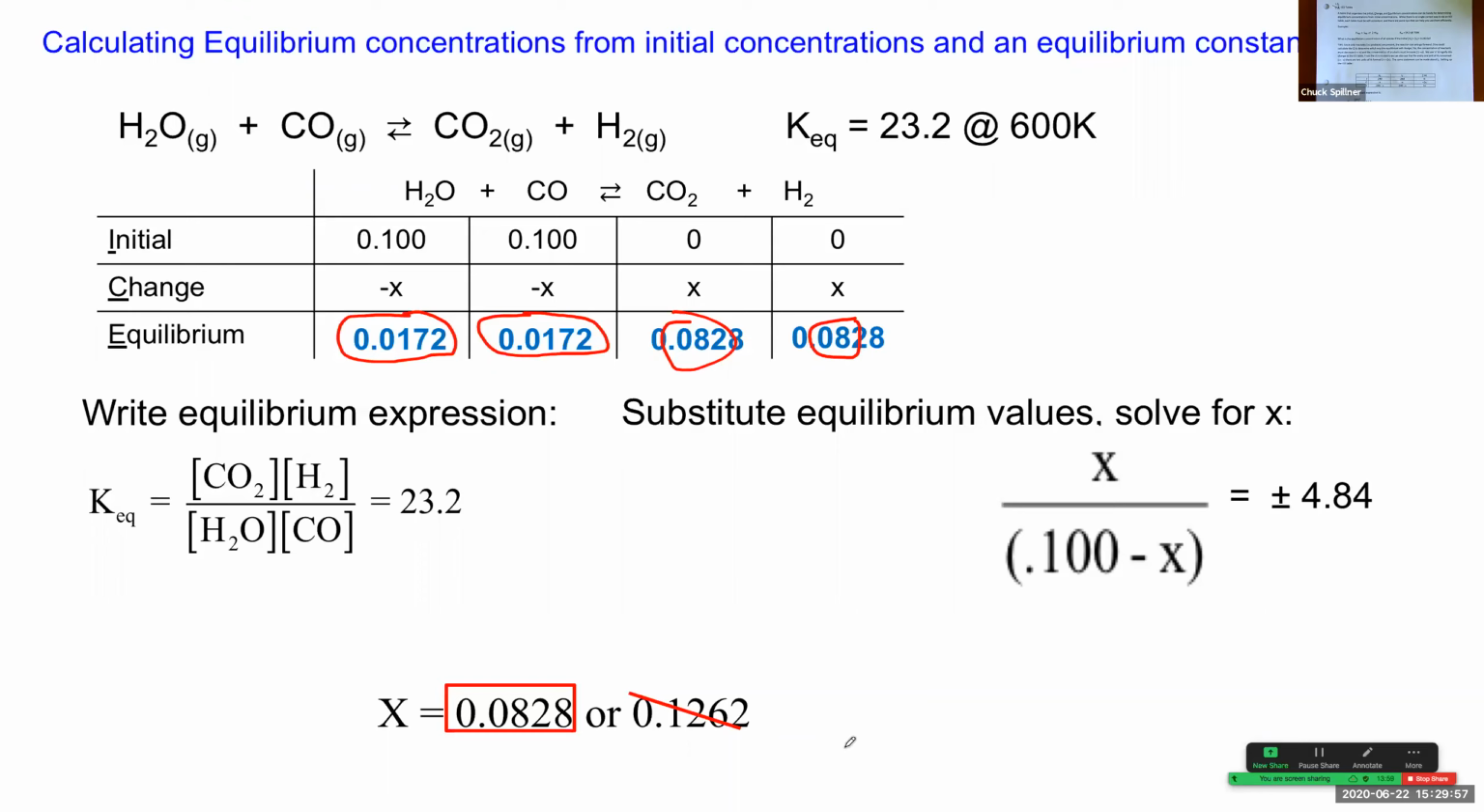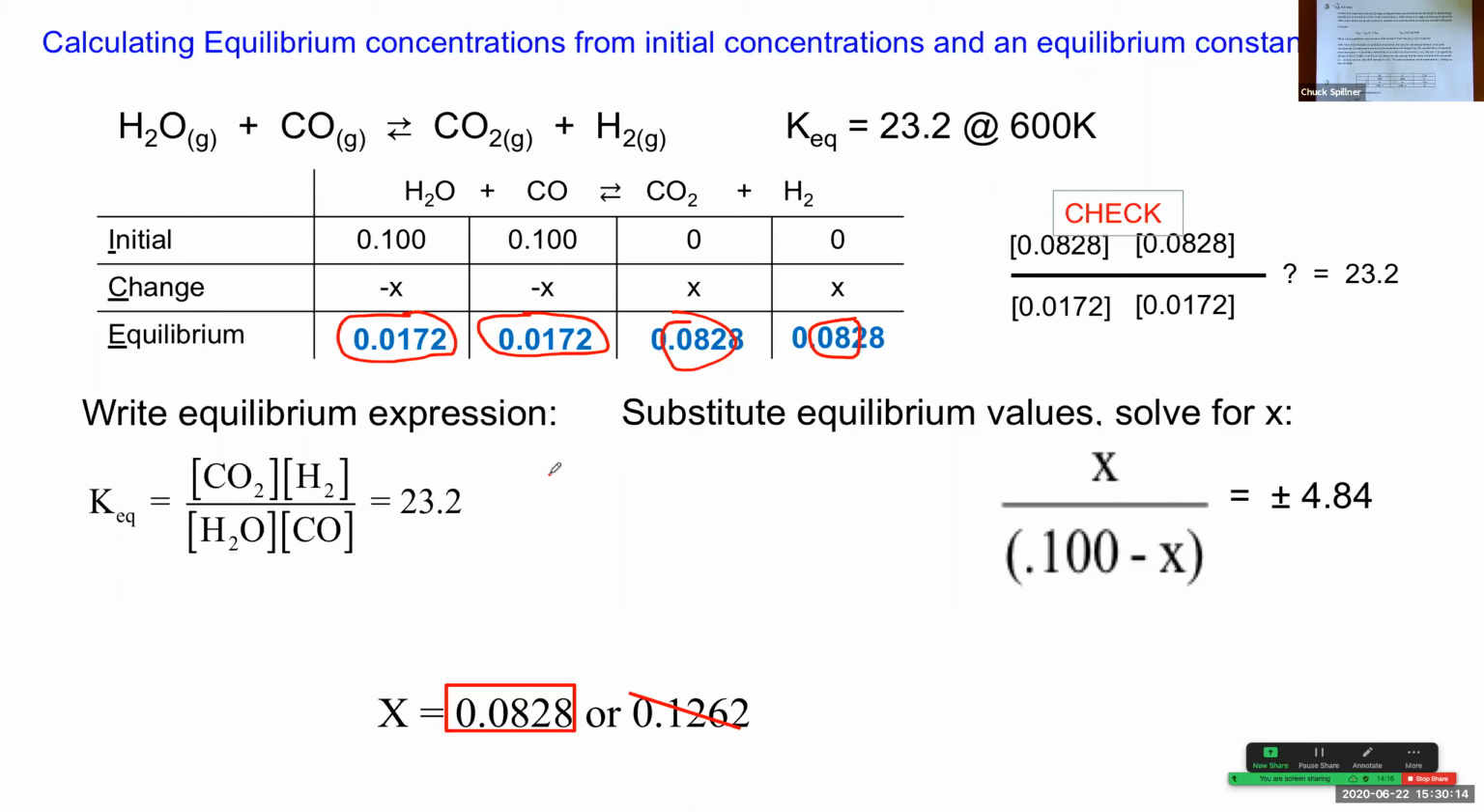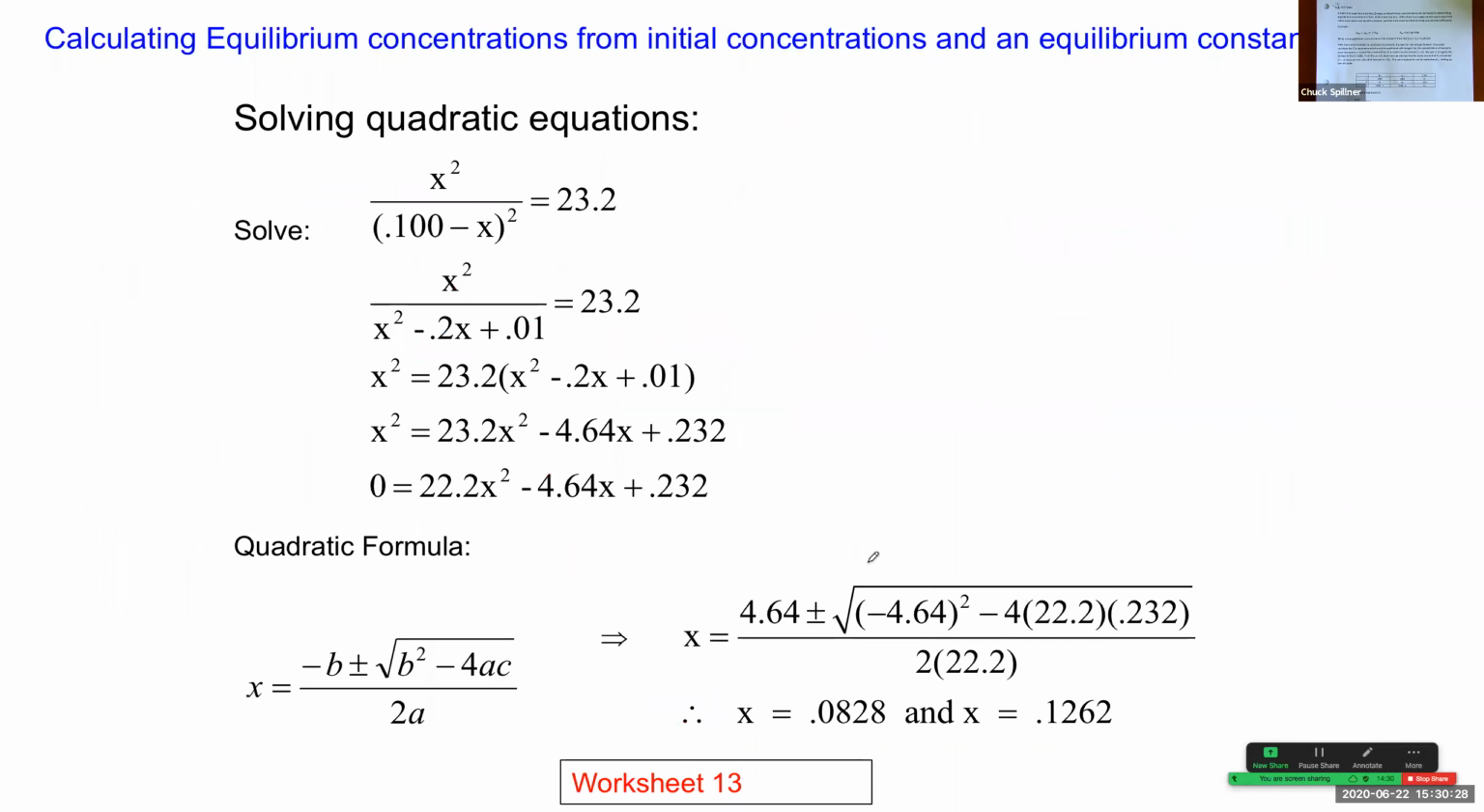But we can check that, can't we? We can plug those values into our equilibrium expression, CO2 times H2 divided by H2O times CO, and see if we get 23.2. So let's do that. So here's our check. We're going to plug our values into our equilibrium constant expression and multiply it. Does that equal 23.2? And it does. So lo and behold, they match. So that's perfect. That confirms that our calculation is done correctly.